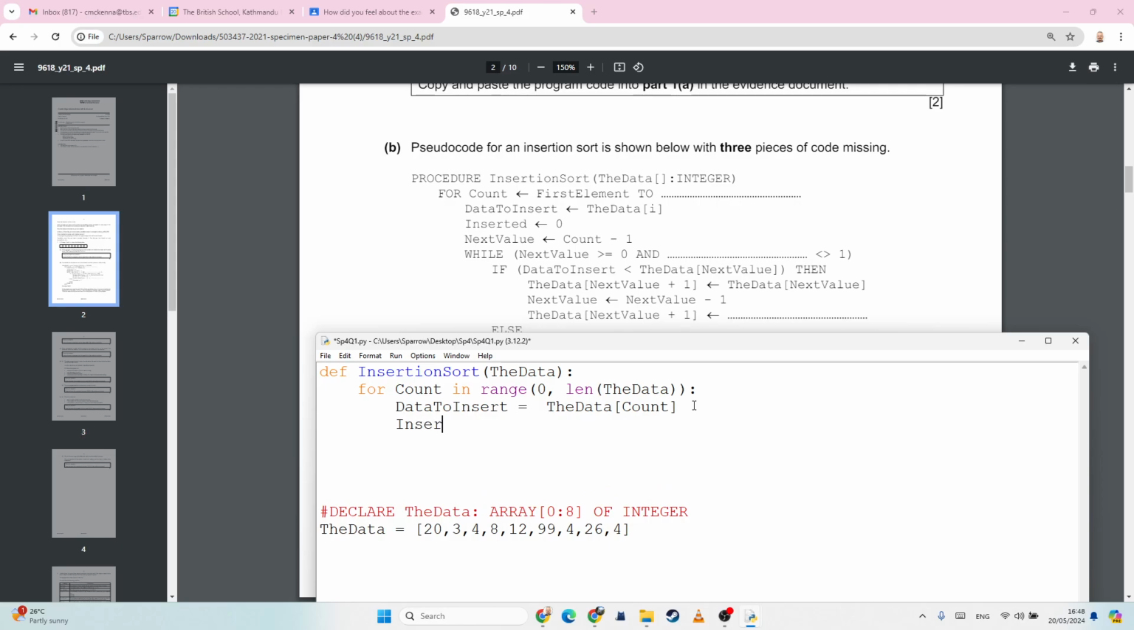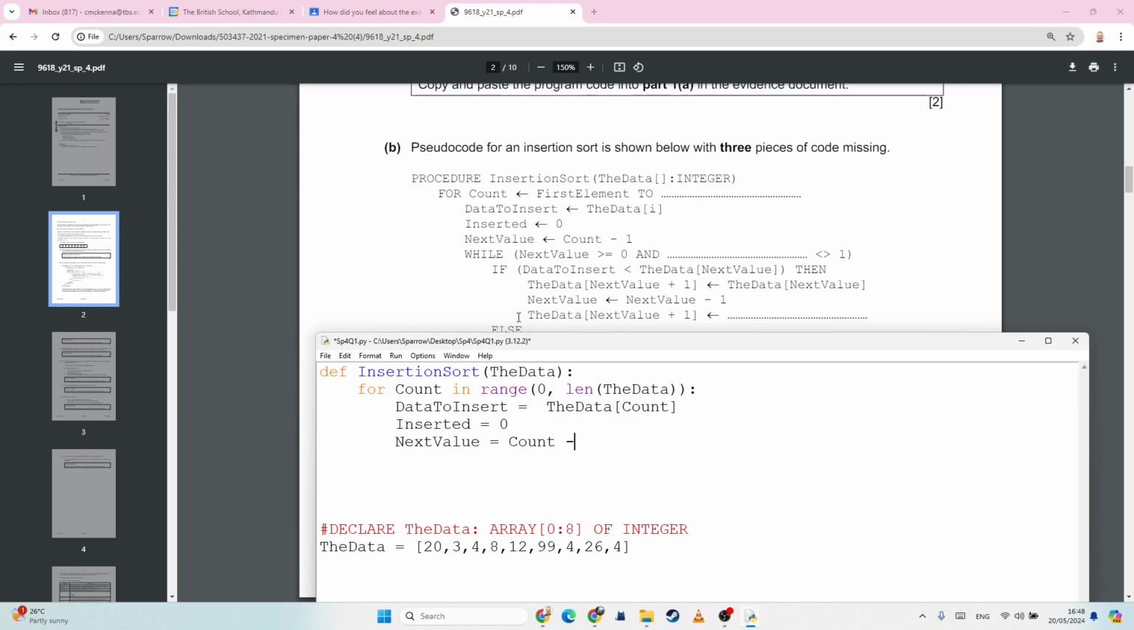And then we're going to say inserted, which is our flag, is equal to 0. Okay, and then next value. So again, we're moving down our sorted list at this point, I believe. So next value is equal to the count minus 1. Sorry, next value is equal to next value minus 1. Sorry, my bad.